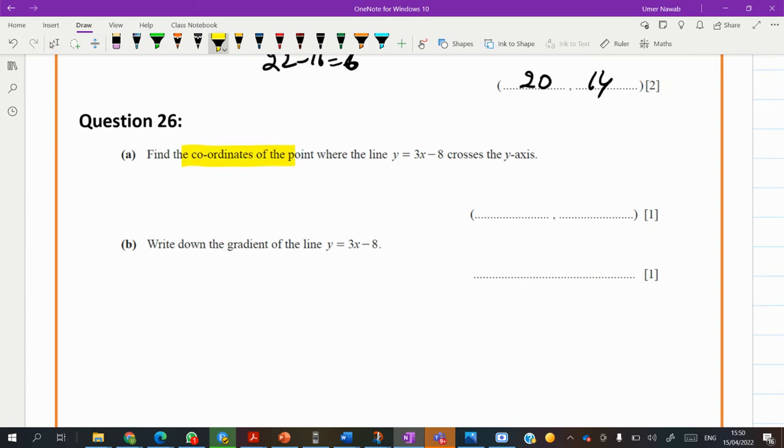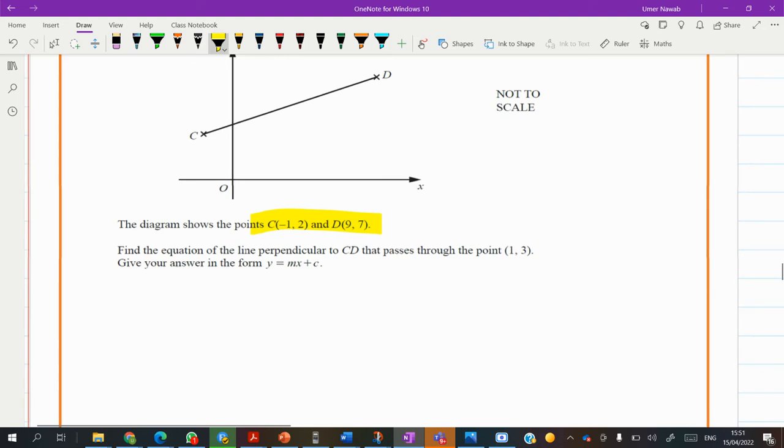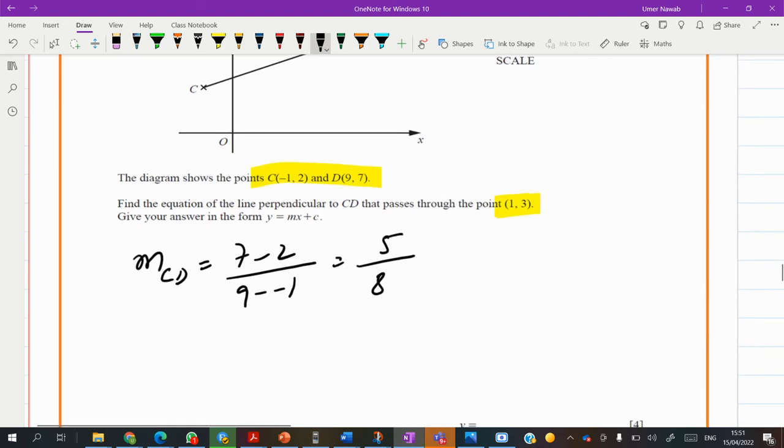He said to find the coordinates of the point where the line is cutting the y-axis. Everyone knows cutting the y-axis, this is (0, minus 8). And what is the gradient of this line? The gradient is 3. Simple question. Question number 27, he gives you the coordinates, and we need to find the equation of a perpendicular line passing through (1, 3). First, get the gradient of CD: 7 minus 2 over 9 minus 1, so 5 over 8. So the perpendicular gradient is minus 8 over 5.